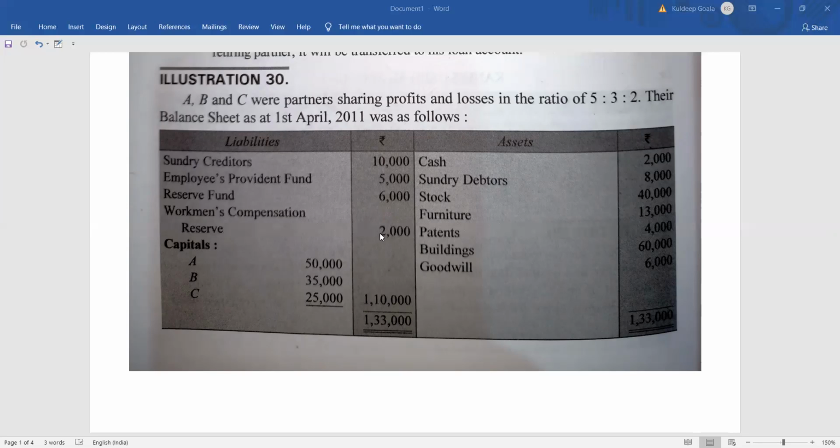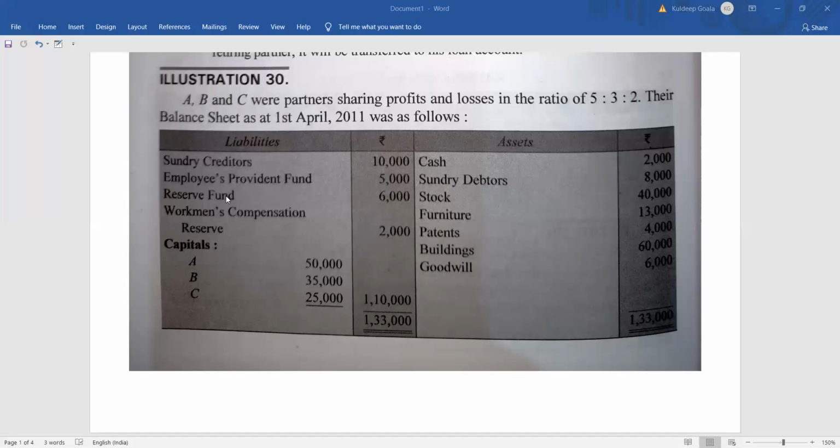It is very similar to admission. The only thing is that at the end we are going to settle it, and instead of finding the sacrificing ratio, we find the gaining ratio, right? So the steps remain the same. First of all, transfer all the accumulated profits, accumulated losses, and reserves to the partners' capital account.